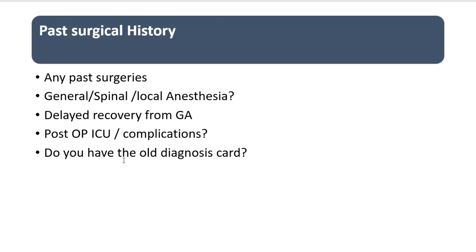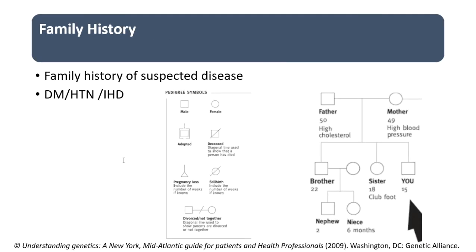Good. Next, the family history. You have to ask about any family history of suspected disease: diabetes, hypertension, ischemic heart disease. For example, if somebody comes with chest pain, you can ask, did your father get any chest pains? If the father is alive, did he get any chest pain, and has he been diagnosed with ischemic heart disease? For example, is it unstable angina or a myocardial infarction? Likewise you can ask.